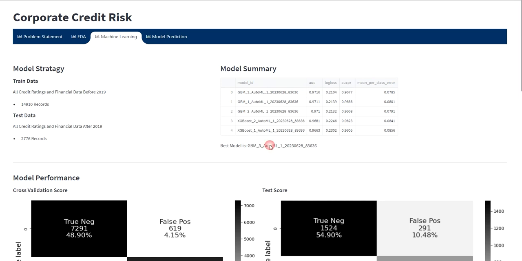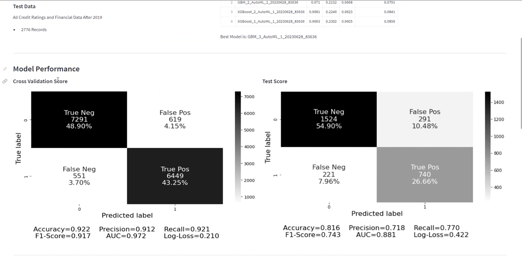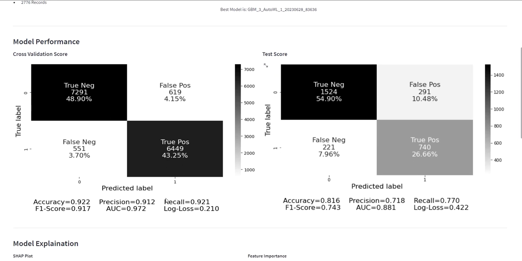Here the GBM gradient boosting tree has an AUC of 97%. This is from the cross-validation score. Our accuracy is 97%. And you have log loss, AUC, precision, recall, and mean per class error. You can see very good results from the training data, with the cross-validation score almost 97%. But when we apply that model to test data, the precision actually dropped to 88%.